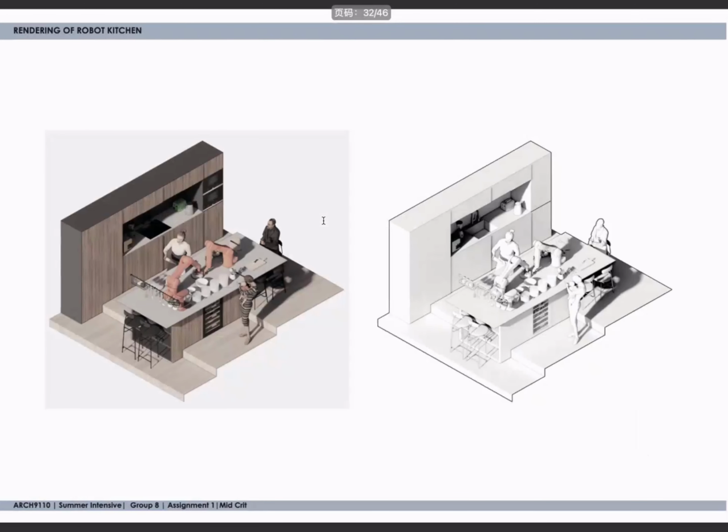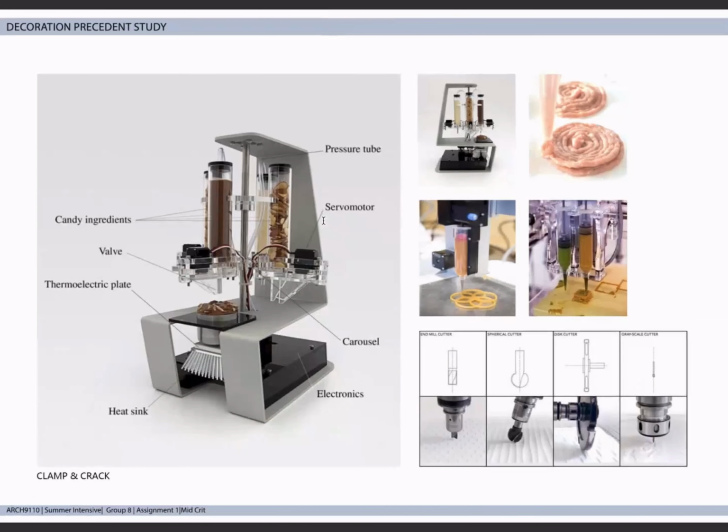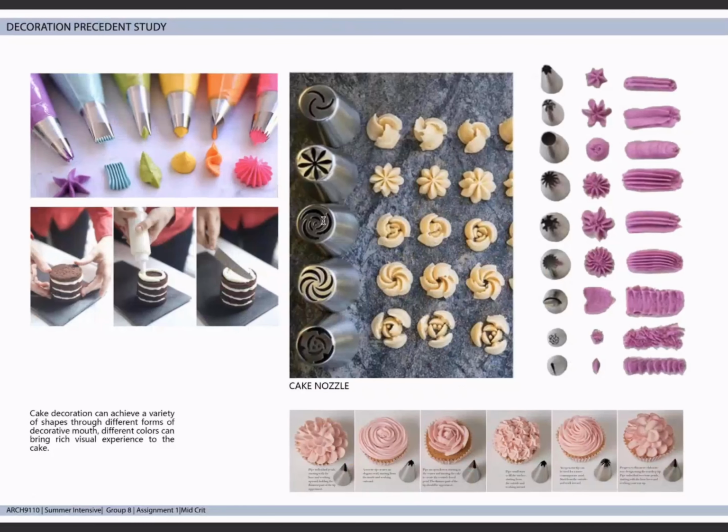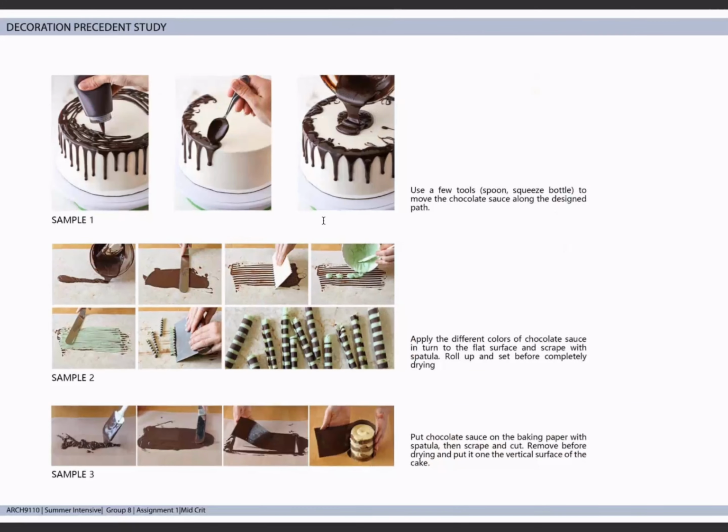For the next slide, it's about the 3D view of the whole kitchen area. It shows a common day of a normal family. Before the Grasshopper process, we did some decoration precedent studies, like using needles to draw, printing a pizza, decorating lace with various nozzles, and chocolate roll.